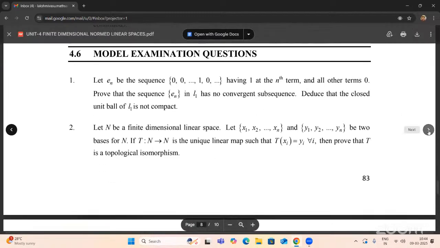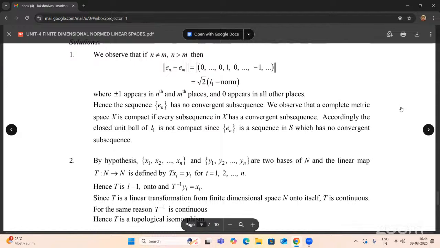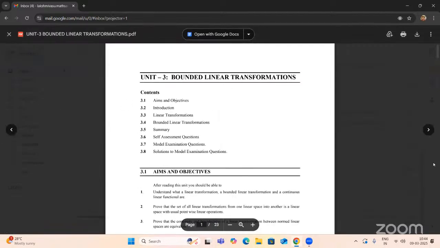Okay, this is the end of this unit. Just see and refer to the next one. The fifth unit is here.